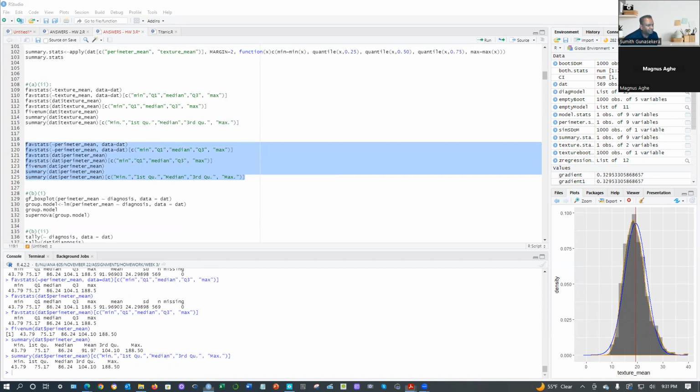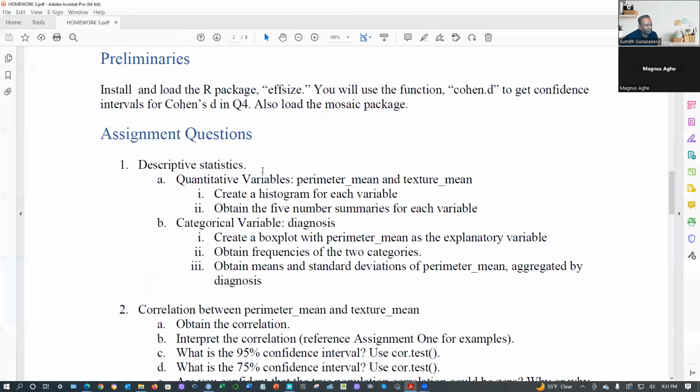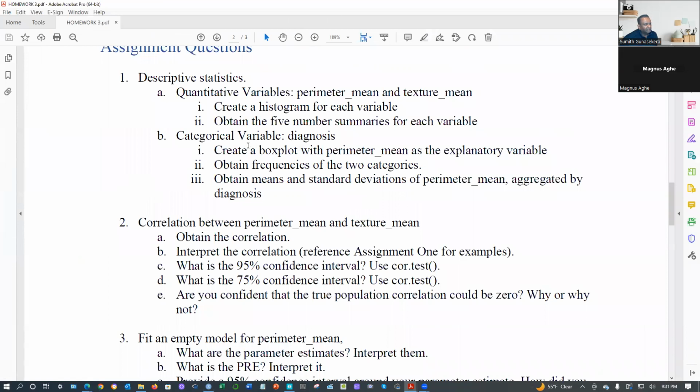It's not hard, you can have a look at it. Then let's go to part B, categorical variable. You are using this categorical variable to explain whom? The perimeter mean. Who will be the explanatory variable? Not the perimeter mean, but the diagnosis. This is always the response.